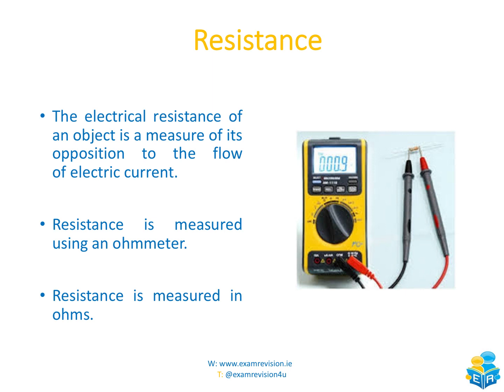And the final one of these in the very important relationship is resistance. So the electrical resistance of an object, if something is resisting, it's trying to stop. So the electrical resistance of an object is a measure of its opposition to the flow of electrical current. So it's trying to stop the flow of electrical current. Resistance is measured using an ohmmeter.